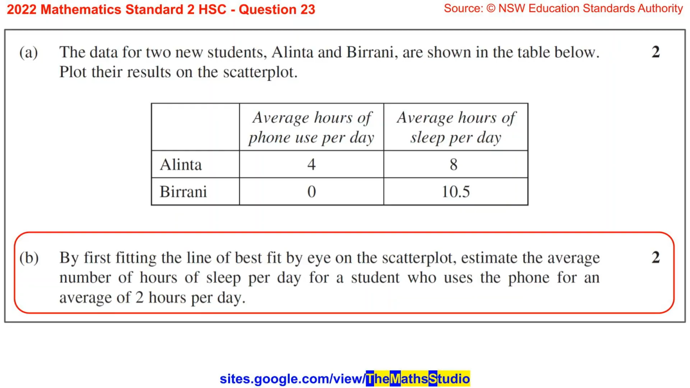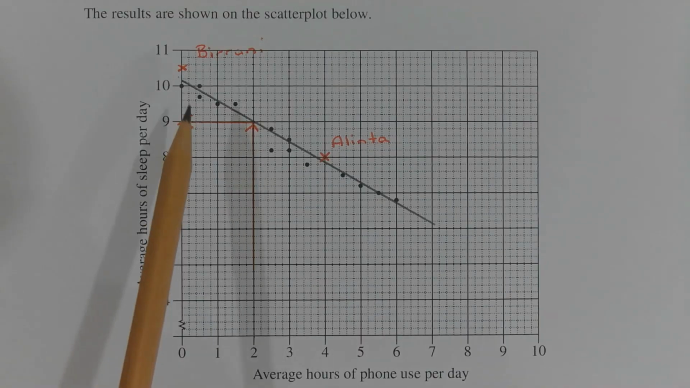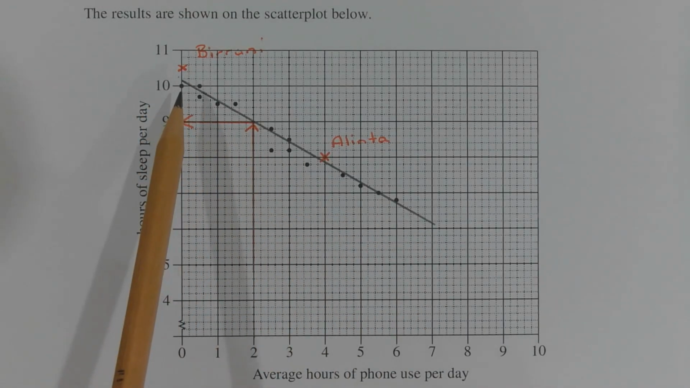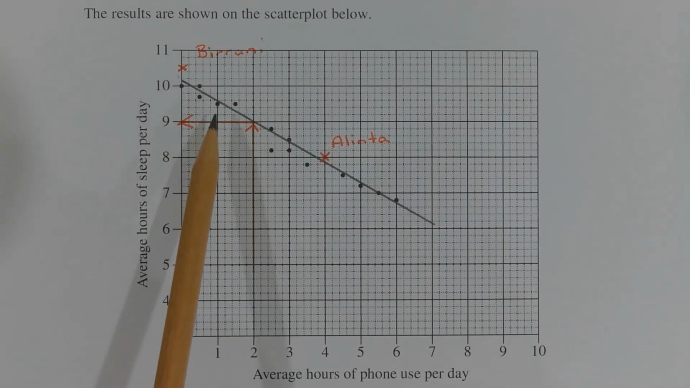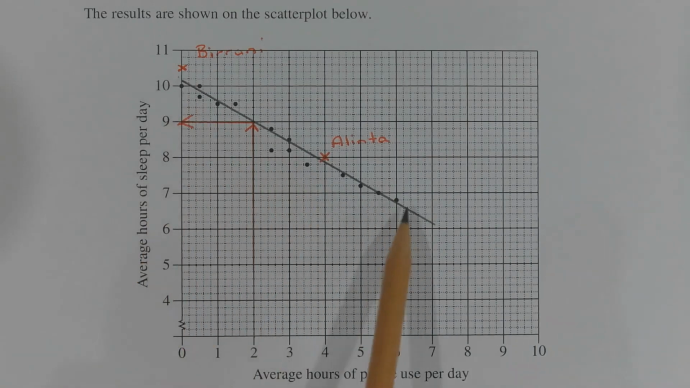Part B. By first fitting the line of best fit by eye on the scatterplot, estimate the average number of hours of sleep per day for a student who uses the phone for an average of 2 hours per day. Draw the line of best fit by eye such that approximately half the points are above and below the line and the distances between the points and the line is minimized.